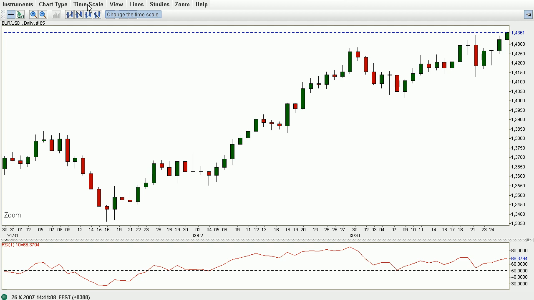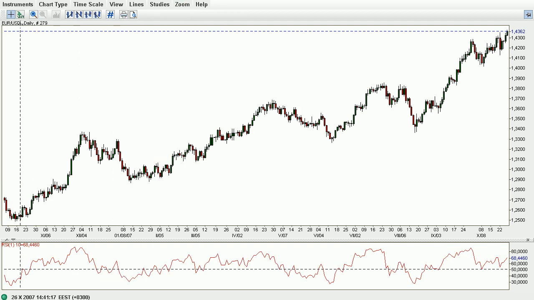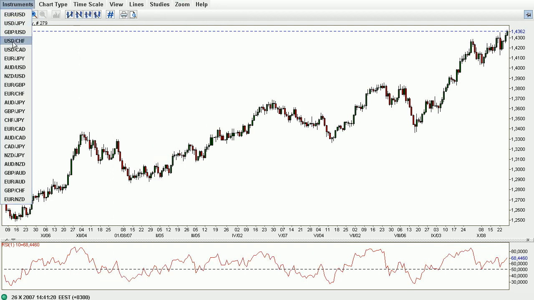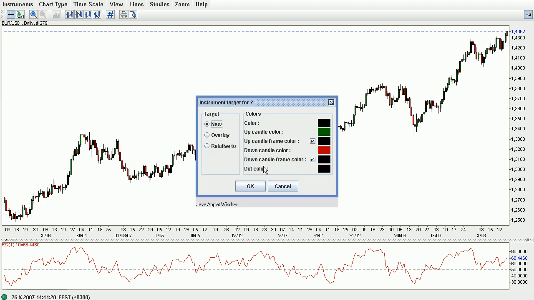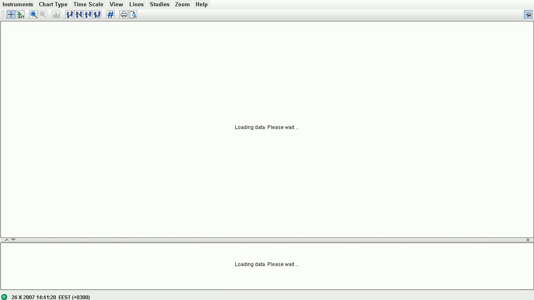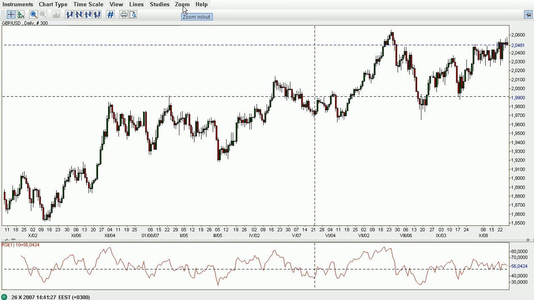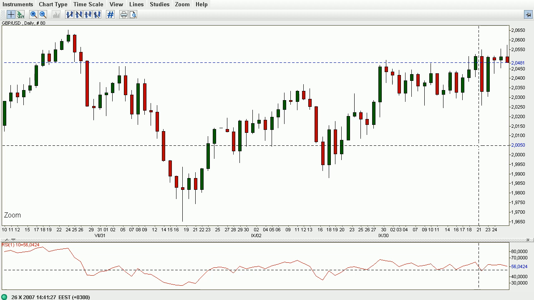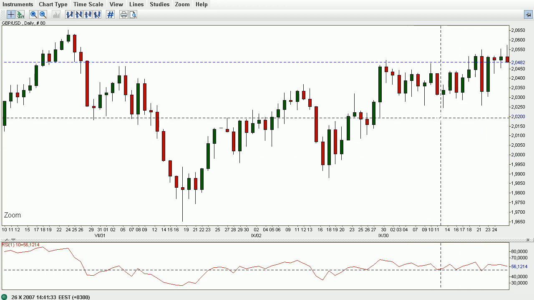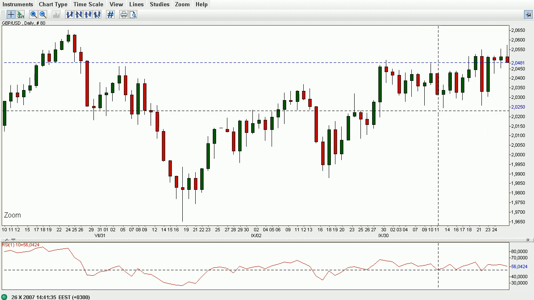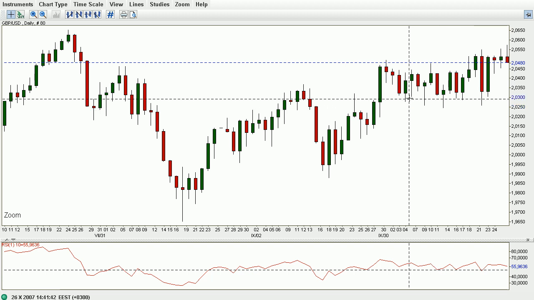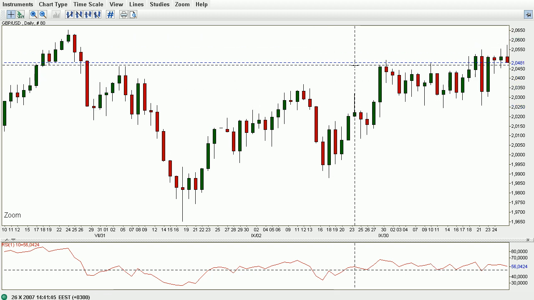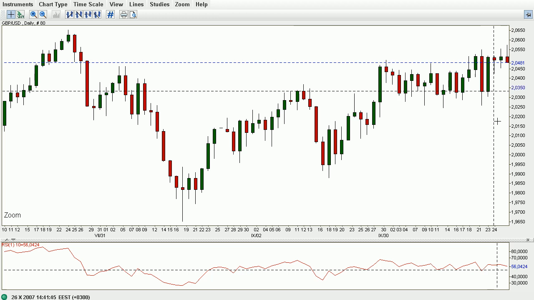Okay, so let's zoom out and go to another currency pair, the British pound US dollar. And as a matter of fact, today we have some numbers coming out of the US, and these are going to be the University of Michigan survey, and then the other ones are coming out of Japan, and they are going to be primarily CPI numbers.